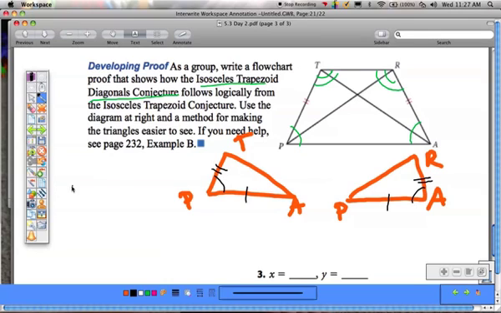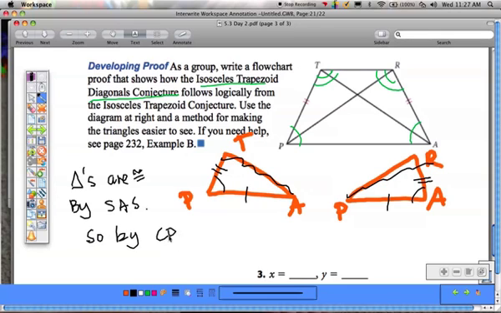Okay, so these two triangles are congruent by side angle side. And if they're the same exact triangle, then the diagonals are congruent, and the diagonals are TA and PR. So by CPCTC, the diagonals TA is congruent to PR. So here is just kind of like a paragraph proof explaining why the diagonals are congruent. And we just use side angle side.